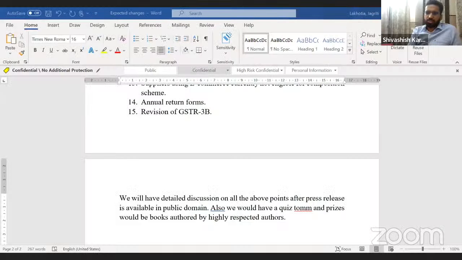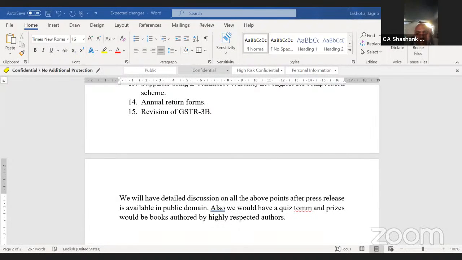Great. So Shivashiji, when are you expecting that the press release will come? The press release is expected to come by tomorrow only, around 6 p.m. Okay. I'll just brief on the points which we are expecting the press release would be dealing with. I have prepared a Word document for the same. So let's share it for the larger audience.